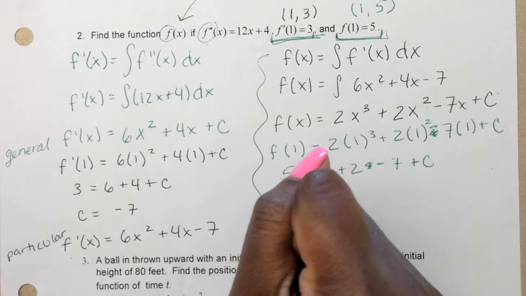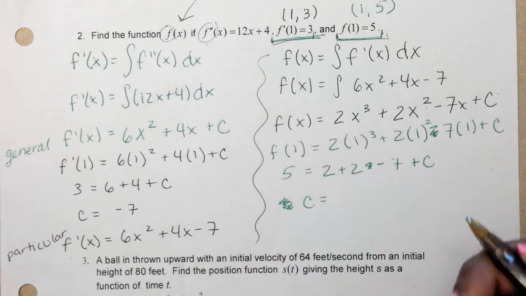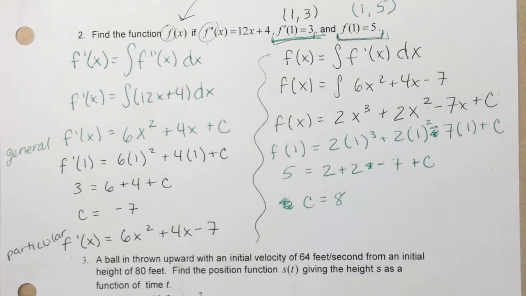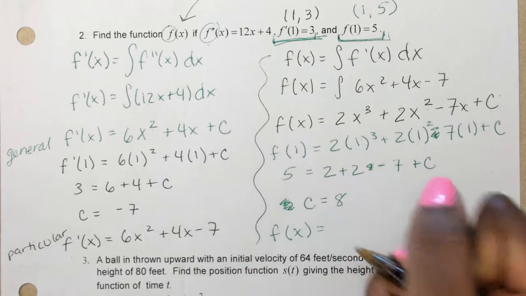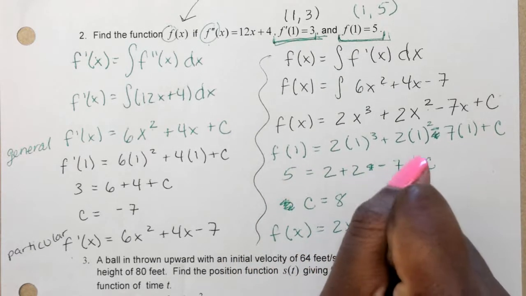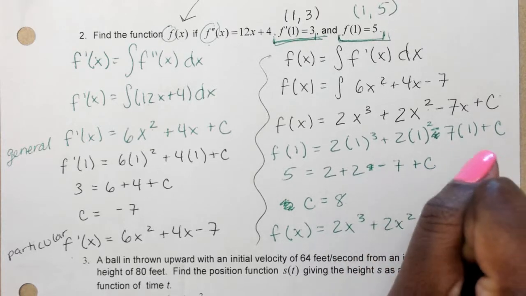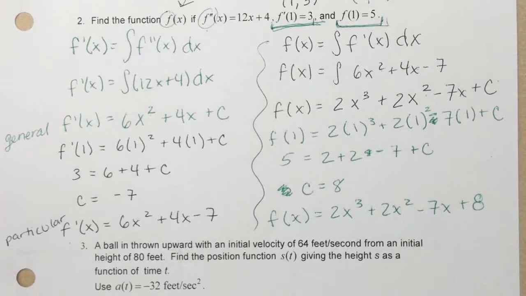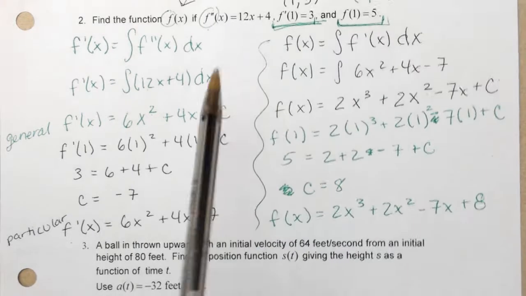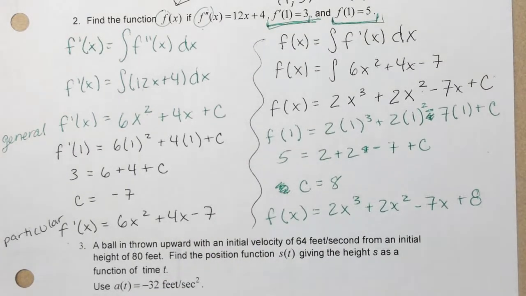So c is equal to 8. So our particular solution is f of x is equal to 2x cubed plus 2x squared minus 7x plus 8. And if you differentiate this twice, right, if you find the second derivative of this, you should get all the way back to 12x plus 4. And that's how you would check your answer.